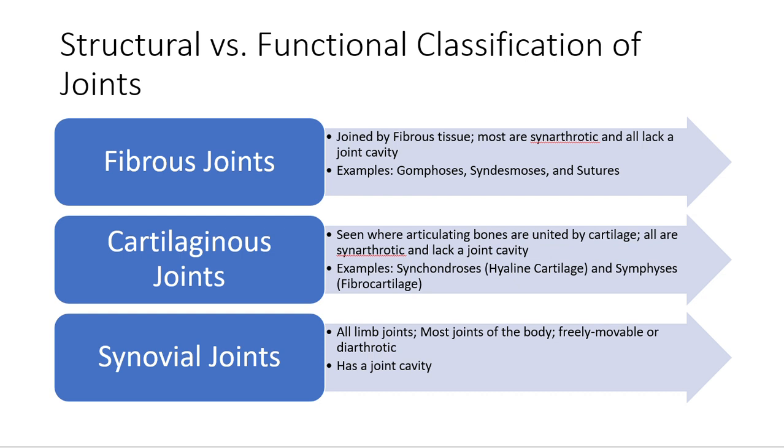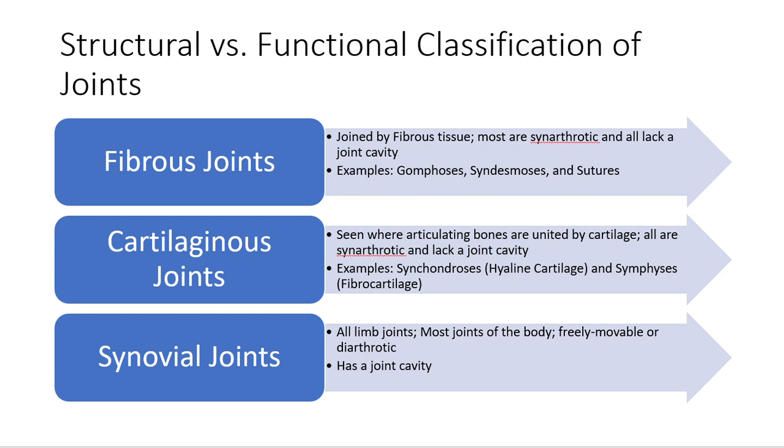Now when we're talking about synovial joints, they're not synarthrotic. They are actually diarthrotic. Diarthrotic joints are freely movable, and most of the limb joints, so most joints of the body, are diarthrotic because they're synovial joints. So when you're talking about structural and functional classification, we want to separate what a joint is made up of, structural, from its functional classification, how it moves.